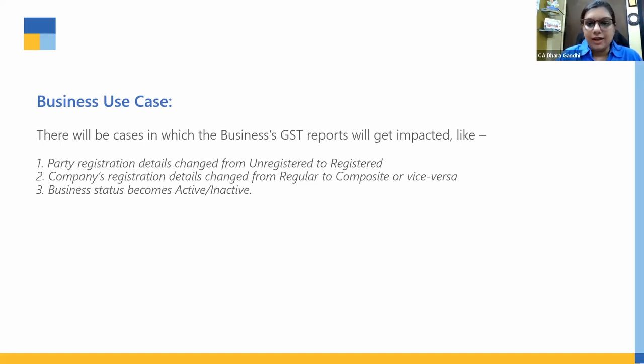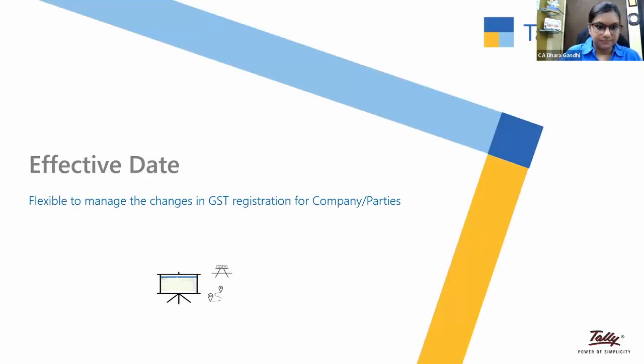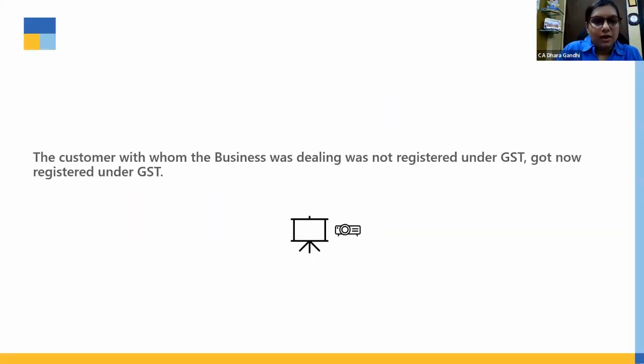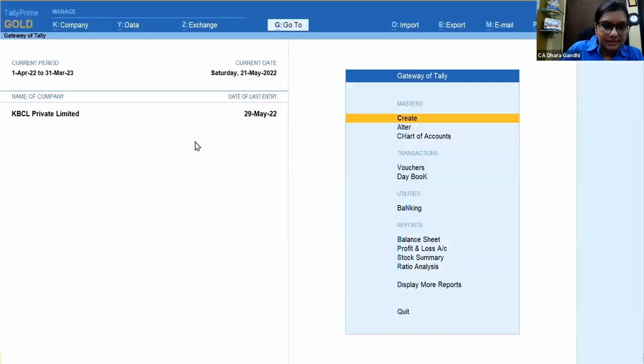So at certain times, GST officers suspend the number of particular state. So if the GST officer suspend the number or the GST number is inactive, how to deal with it in Tally 3.0? So Tally has introduced effective date. Effective date is flexible to manage the changes in GST registration from companies and parties. Now, how it works? Let's see.